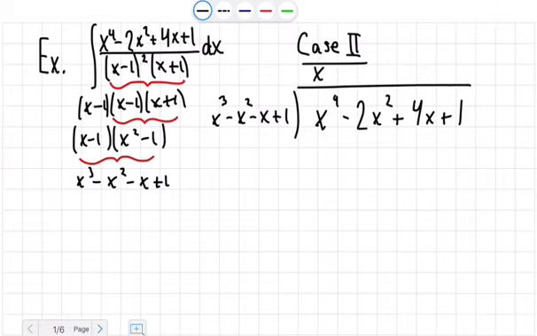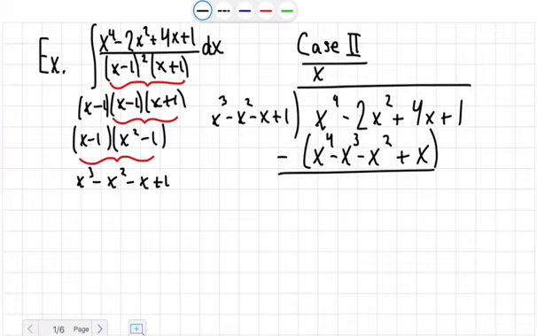and that's going to give us x to the power of 4 minus x to the power of 3 minus x squared plus x. We take all of this, we subtract it, and we're going to end up with x to the 4 minus x to the 4 is 0, minus 2x squared, plus, we have minus 2x squared plus x squared is going to give us minus x squared.